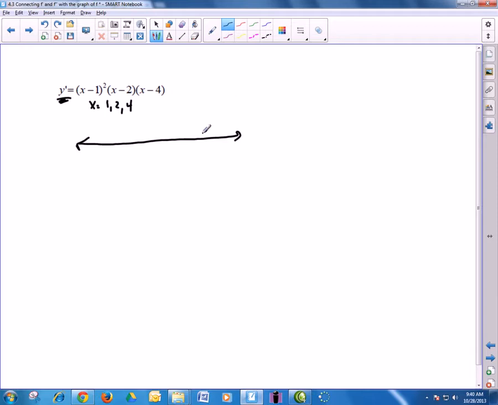Set each one of these equal to 0. So you're going to have a critical point at 1, a critical point at 2, then a critical point at 4. So we need test values to the left and to the right. So we're going to have 4 test values. You're going to test a value at, let's say, 0. Let's have another test value at 1.5.